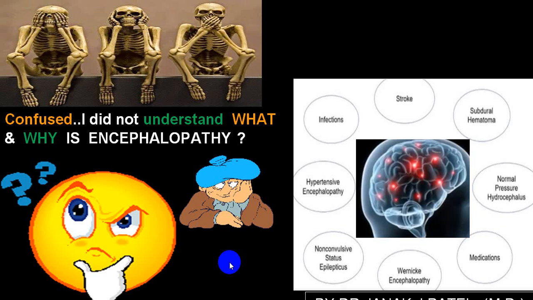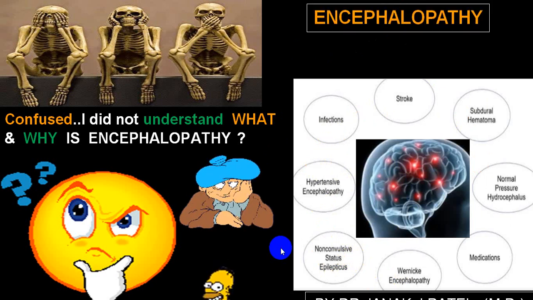So brain, if it is involved either because of stroke or because of hematoma or because of hydrocephalus, normal pressure hydrocephalus, or because of drugs, Wernicke's encephalopathy, epilepsy, non-epileptic seizures, hypertensive encephalopathy, infections, etc. All these are included in encephalopathy. So any involvement of brain will be included in encephalopathy.